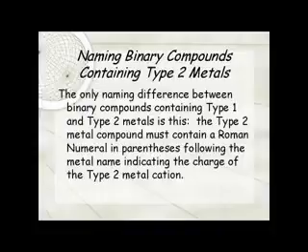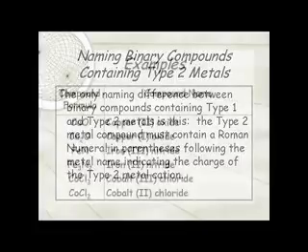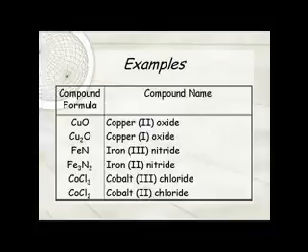The only naming difference between binary compounds containing type 1 and type 2 metals is this. The type 2 metal compound must contain a Roman numeral in parentheses following the metal name indicating the charge of the type 2 metal cation. This is important because since these metals have more than one possible charge or oxidation state, when they're written as names instead of formulas, the only way you'll know how many of that metal are in the formula is by the Roman numeral indicating its charge. Let's look at some examples.